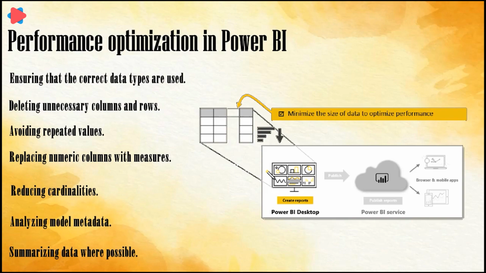Therefore, the performance optimization process involves minimizing the size of the data model and making the most efficient use of data in the model, which includes ensuring that the correct data types are used, deleting unnecessary columns and rows, avoiding repeated values, replacing numeric columns with measures, reducing cardinalities, analyzing model metadata, summarizing data where possible.